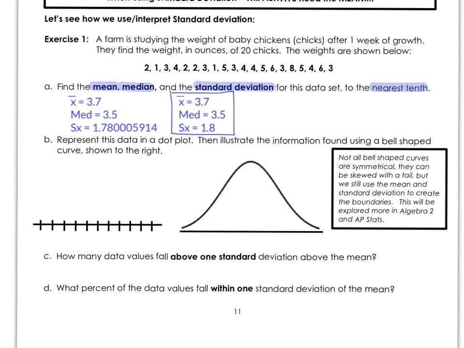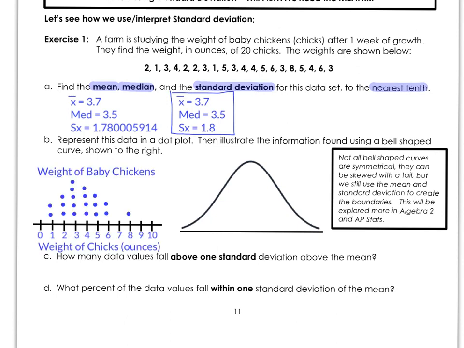So what I'm going to do first is represent this information as a dot plot, as we've already done and seen in the previous video. So I'm going to go ahead and label my X and put a title on the dot plot. So I can see here that I have all of my data represented as a dot plot, and I have a title and the numbers so that I know what everything represents.